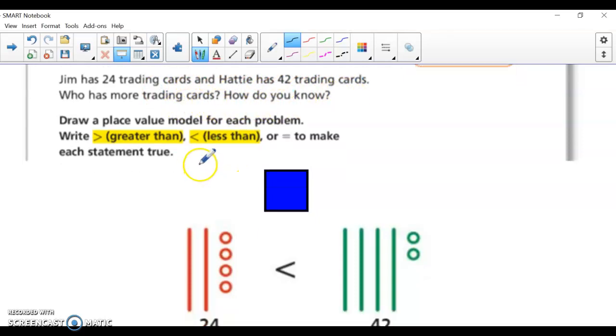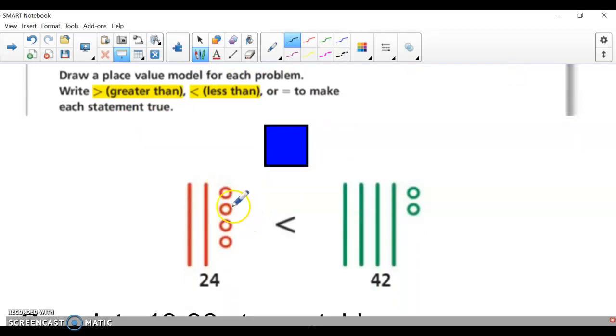Well, really how you know is from the picture. You can show that, right? So 24 could be represented like this and 42 covers up more area, more space. So you just know that's a larger number. And this is the symbol, the greater than.